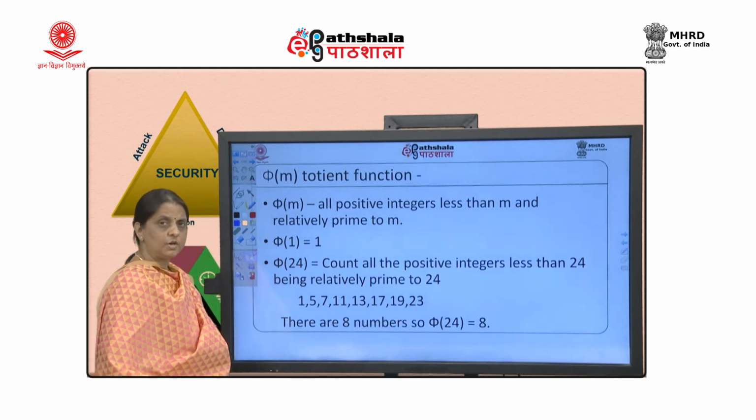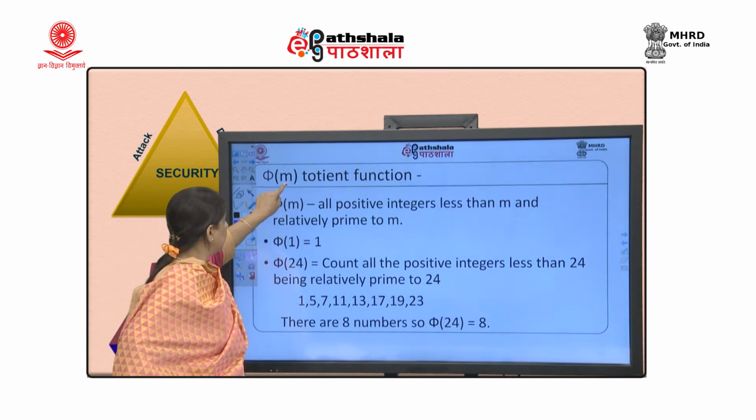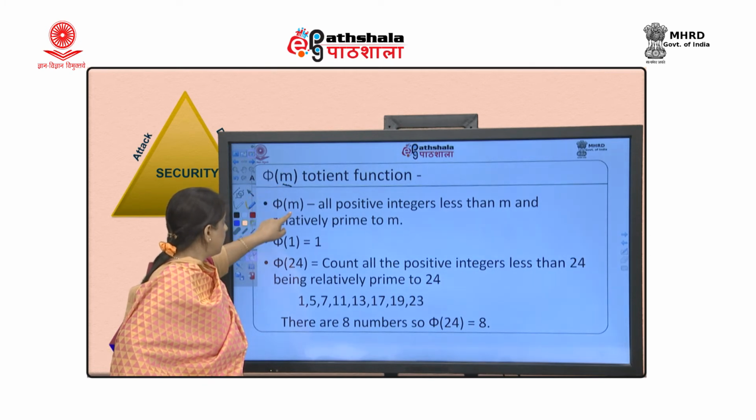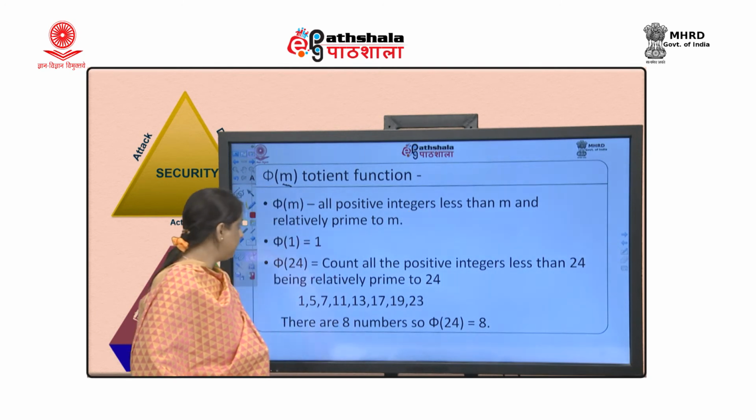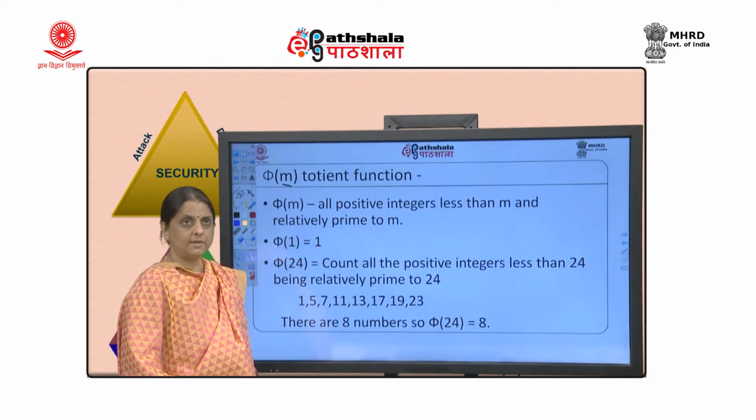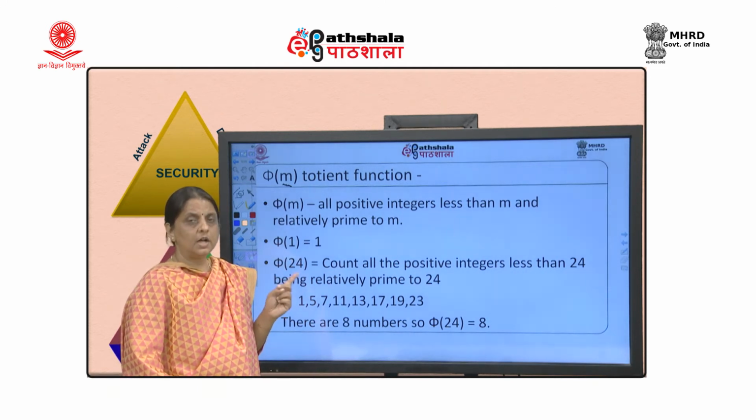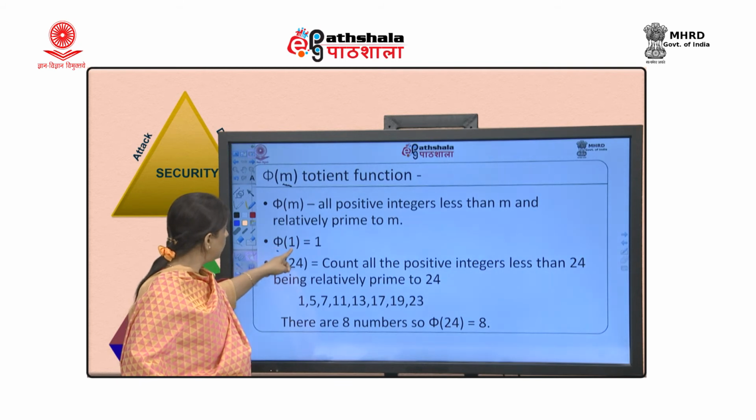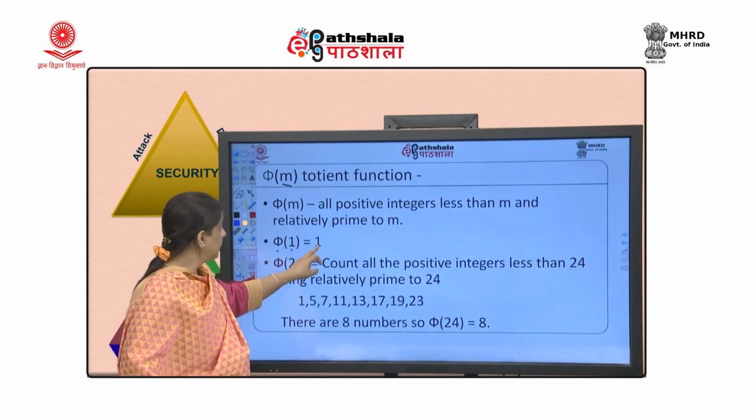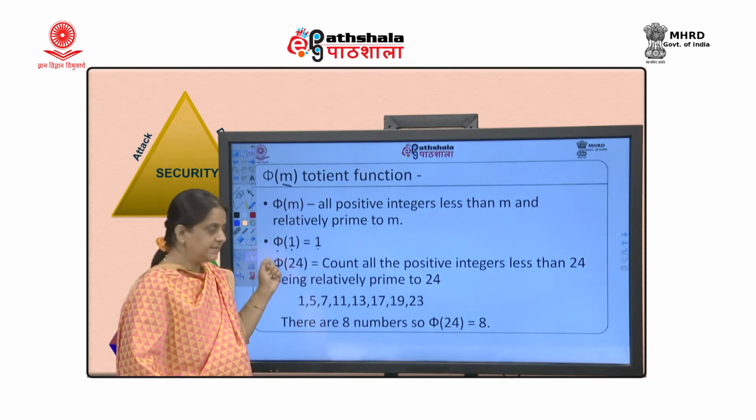The second key term was the totient function, which we denoted by phi n. Here I have taken phi m. Phi m says I want to find all positive integers less than m that are relatively prime to m. When I say relatively prime, the two numbers should have no common divisor except 1. If I want to find the totient of 1, it is 1, because 1 is a special number.